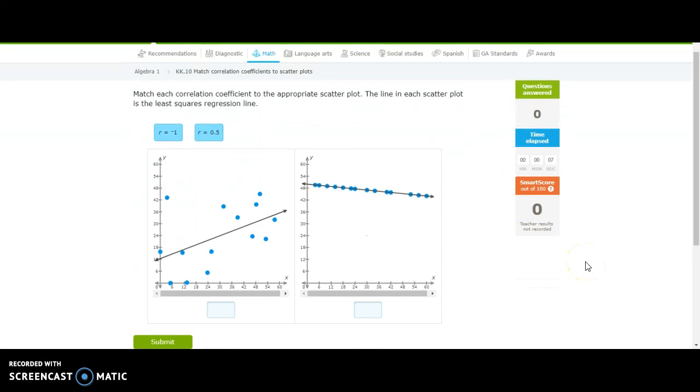And we're going to just start by matching the correlation coefficient to the appropriate scatter plot. So you have a 50-50 shot of getting these right, and we just need to remember what the correlation coefficient tells us about our data. So the closer to 1 or -1 our correlation coefficient is, the tighter together our data sits to the regression line. So my two choices right here are r equals -1 and r equals positive 0.5.